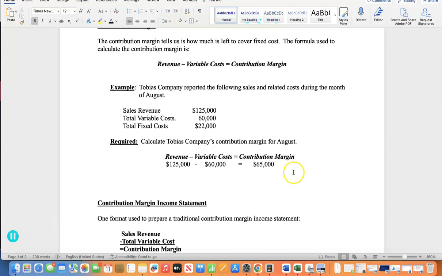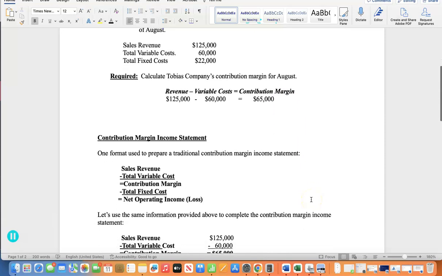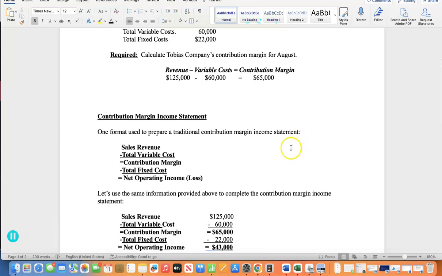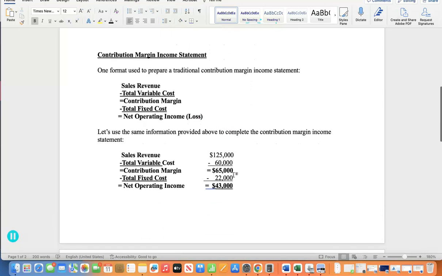Now let's calculate the contribution margin income statement. I've provided the formula here. This is one format that you can use for a traditional contribution margin income statement. I'm just using total variable cost here. You could have several categories of variable cost that you could break down individually. If that's the case, you might have 3 or 4 different variable cost listings, but they would be subtracted from revenue to give you the contribution margin. And then you'll subtract your total fixed cost from that contribution margin to determine your net operating income if it's positive or net operating loss if it's negative.